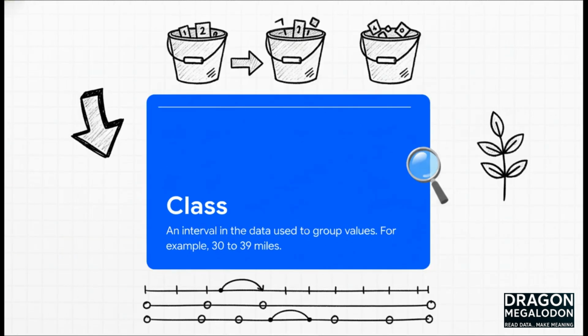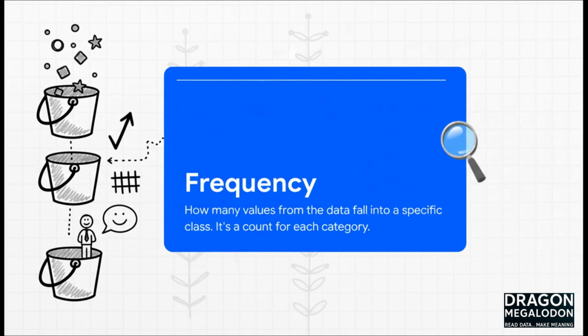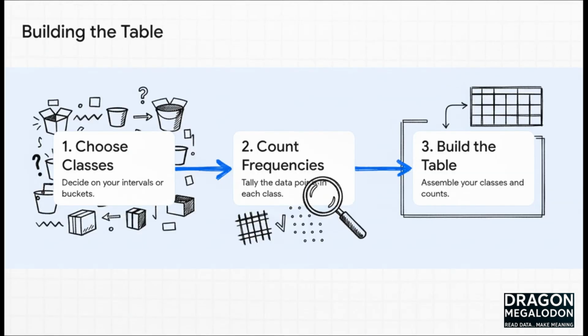The very first thing we have to do to build our table is create some buckets for our numbers to fall into. Now, in statistics, we call these classes, but really all it is an interval, a range you decide on, like 30 to 39 miles. Okay, so once we have our buckets, our classes, all we have to do is count. Frequency is just the fancy word for how many of our data points land in each specific class. It's basically a head count for each bucket. Simple as that.